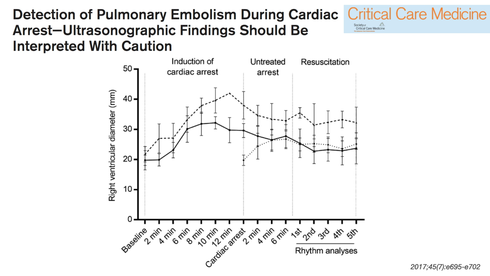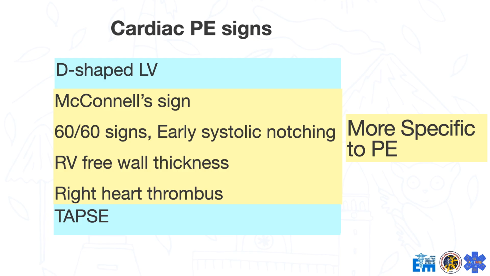A study from Denmark in 2017, they took 24 pigs, they put them into cardiac arrest through arrhythmia, hypoxia, and PE. And in all 24 pigs, the RV dilated within the third rhythm analysis of cardiac arrest from all causes. So we know from animal models that RV dilation is a common phenomenon in cardiac arrest. It's not specific to PE. So RV dilation after cardiac arrest should not be taken as an exclusive sign of acute PE.